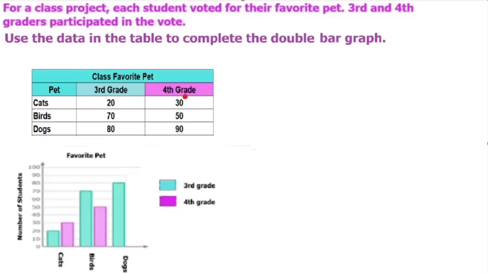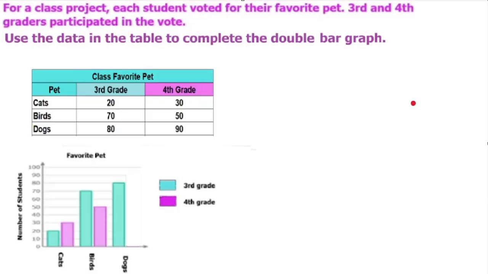So this is the chart that we're plotting here. And this graph is not complete. So the cats are plotted. So cats for third grade is 20. So that's in blue. And then the cats for the fourth grade is 30, and so on, okay? So we're trying to figure out what the fourth grader dogs are for the bar.